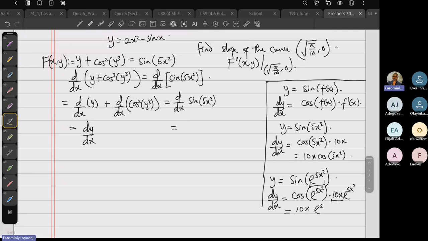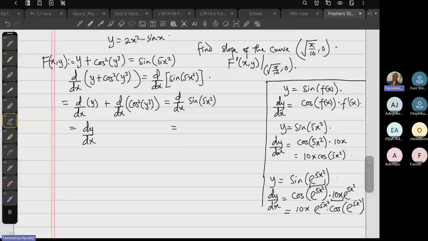Again, don't forget, if at any point I have said something that you do not understand or have made any mistake, you can interrupt me for clarification. So we know the right-hand side from what we have just discussed to be 10x cosine of 5x squared.